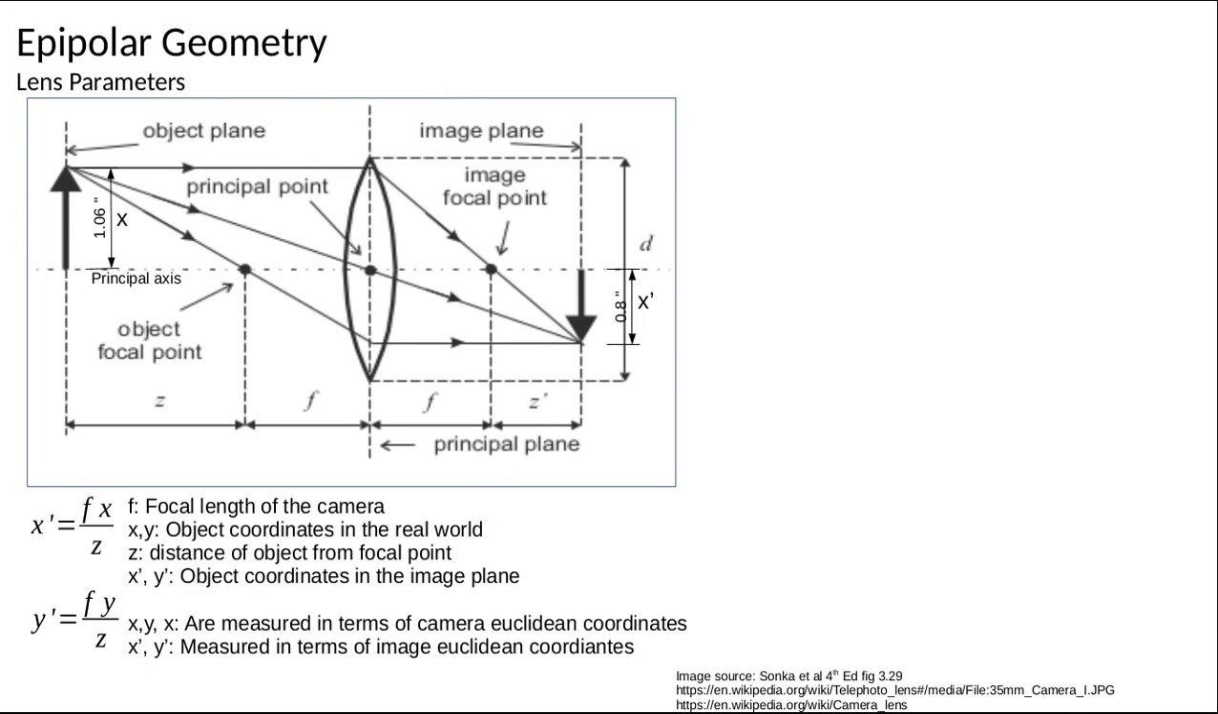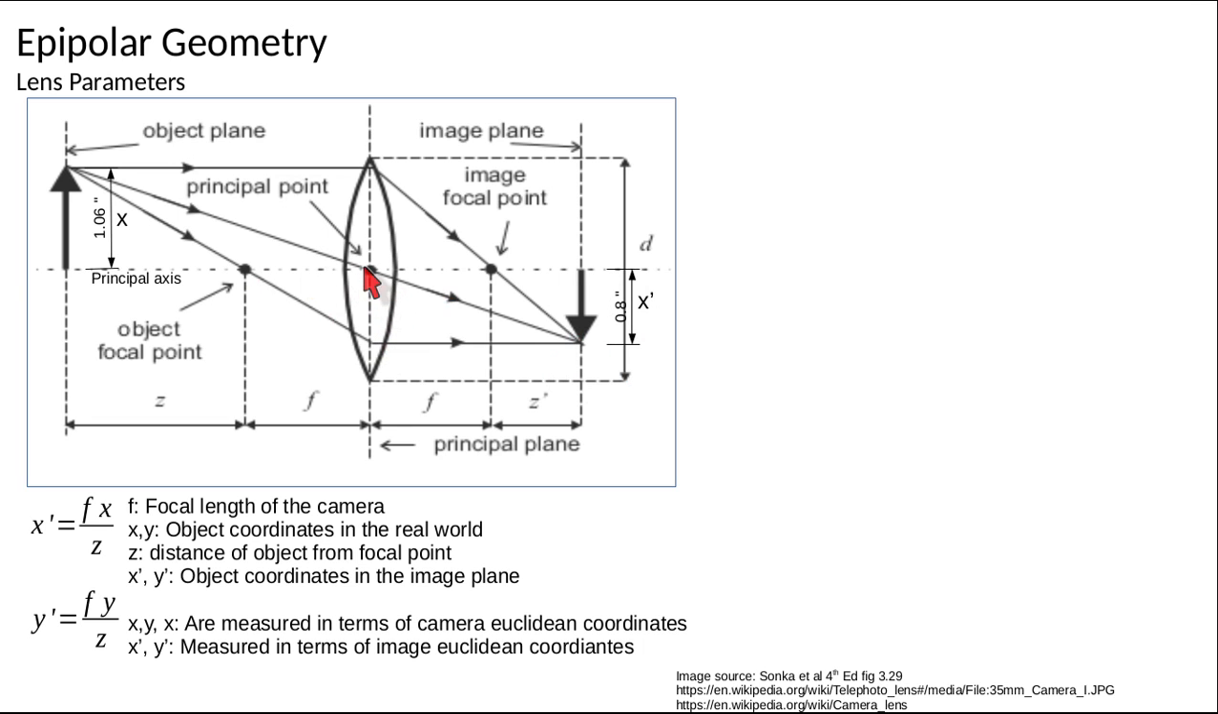Let us look at how lens parameters allow us to obtain the position of a point on the image plane, given a point in the real world. Let us say x, y are object coordinates in the real world. These coordinates can be transformed into the image plane in the following way. This x dash, for instance, the height of the object is the same as this height.